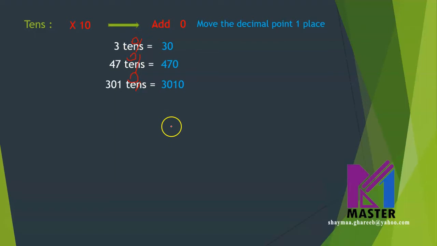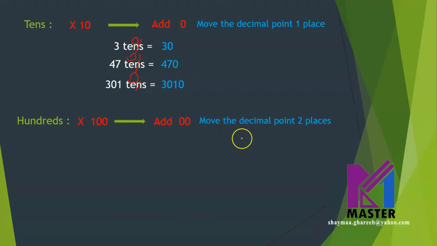Okay, what if I have hundreds? What do you think? Hundreds means multiply by 100. So when I multiply a whole number by 100, I just add 2 zeros to the number. If I have a decimal number, I just move the decimal point 2 places to the right. So let's see some examples.